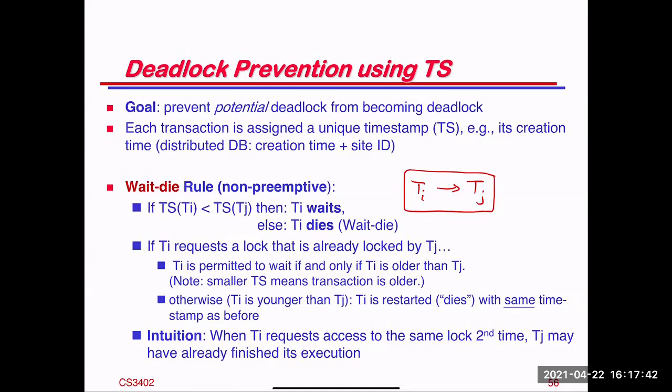And of course, the intuition behind this is that now, if you do restart Ti and Ti requests again the access to the same lock for the second time, well, maybe we're lucky and Tj has already completed its execution, and then Ti's request will succeed. Note that the purpose of this rule is to prevent potential deadlocks. So it doesn't mean that if you don't follow this rule, you will actually get a deadlock. But we know that if we do follow this rule, we will never run into a deadlock.